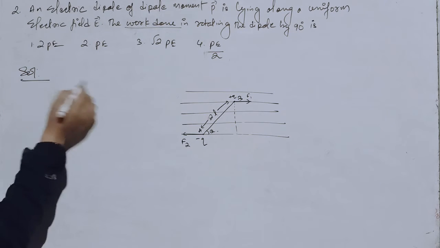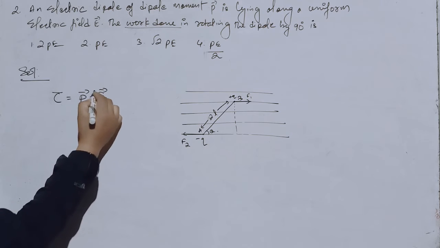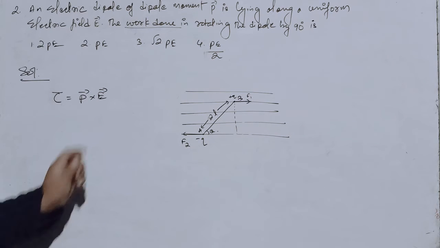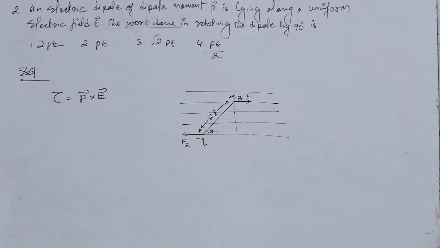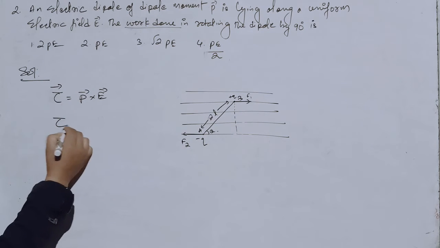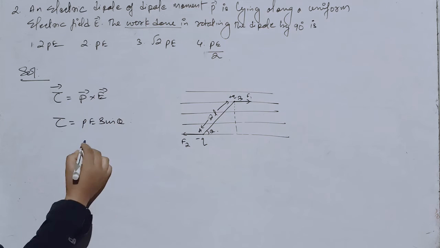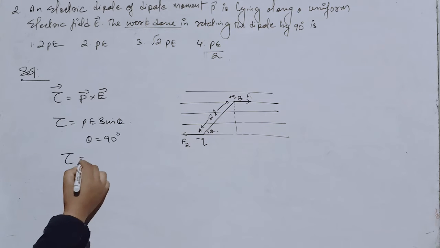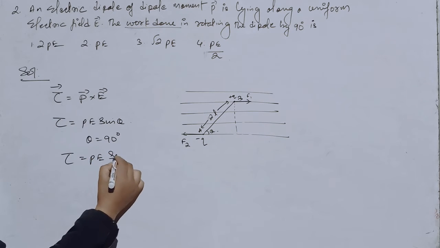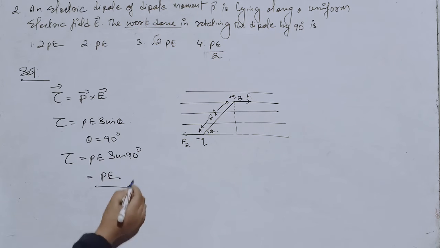Now see, in this case the torque is given by P cross electric field, dipole moment cross electric field, which is a vector, and the magnitude is given by PE sine theta. Since the angle of rotation is already given as 90 degrees, the torque is equal to PE sine 90 degrees. And since we know that sine 90 is 1, the answer will be PE. Option 2 is the correct answer.